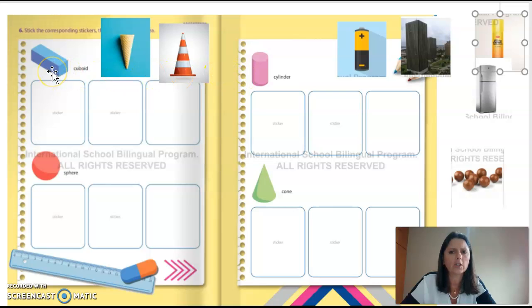So imagine, what do you have at home? What do you have at home? That is a cuboid. What do you have at home? That is a sphere, a cylinder, and a cone.